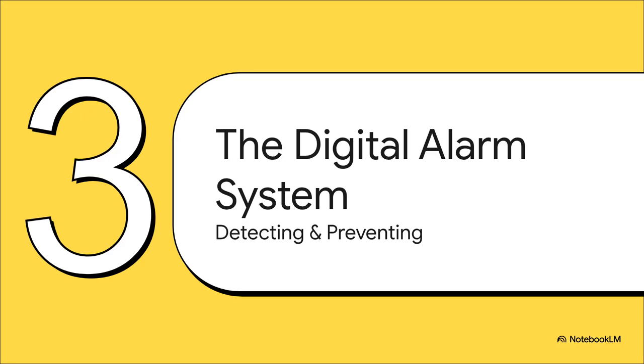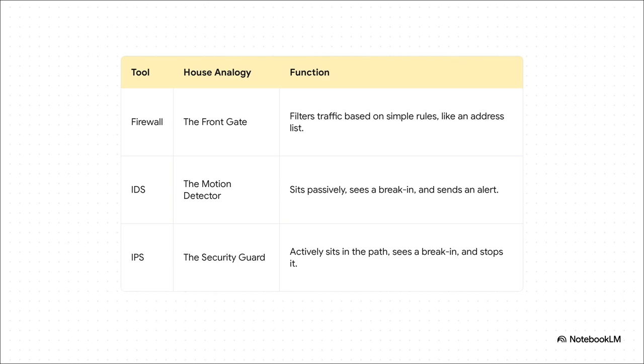Okay, so we've built the house's structure, and we're controlling who comes in and out of the doors. But what happens if someone tries to be sneaky? Pick a lock or climb through an open window? Well, for that, we need an alarm system. We need active defenses that are always watching for trouble. So let's break down three of these key tools.